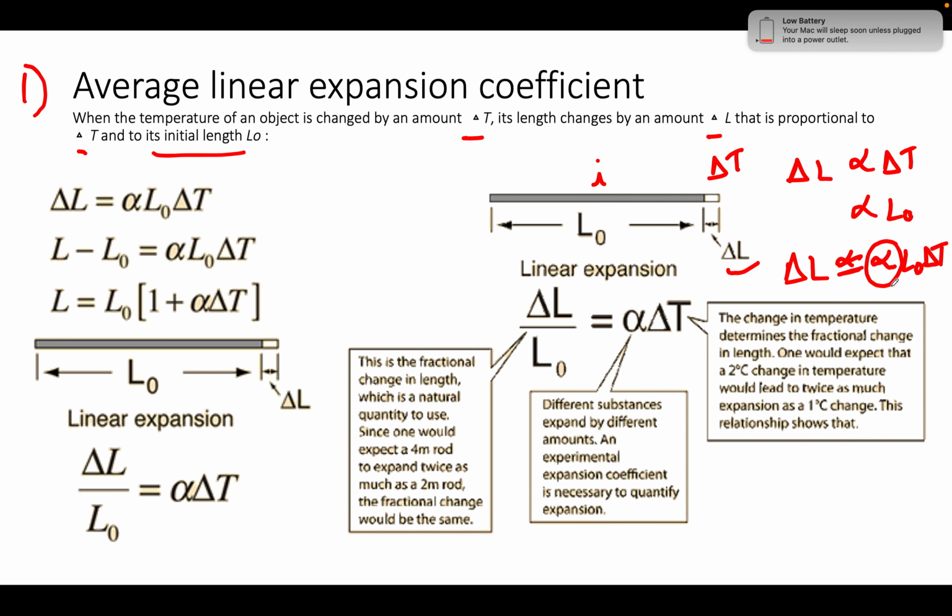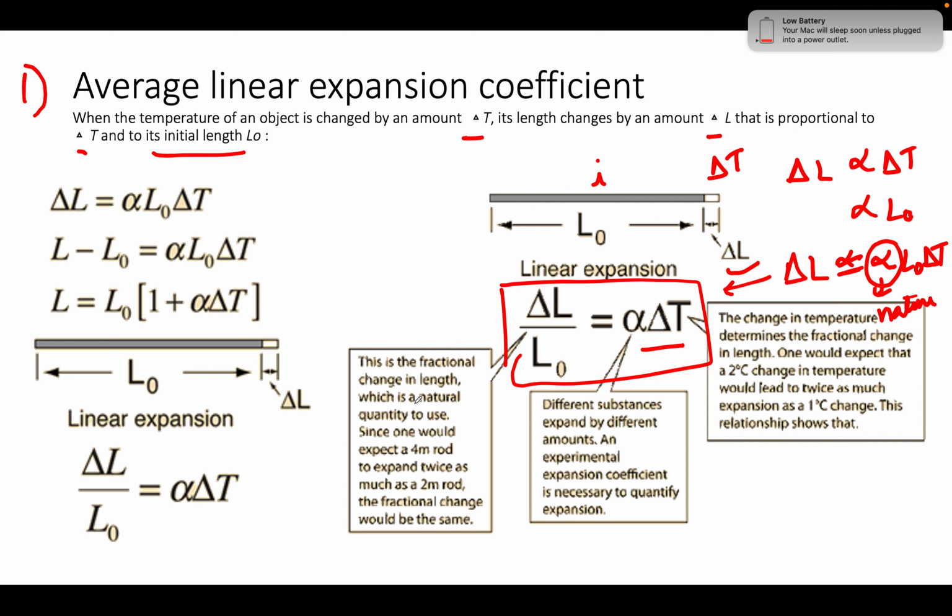expansion coefficient, that is a constant term, which again varies with the nature of the material. For example, for steel it will be different, for copper it will be different. On rearranging these terms, you get delta L by L naught is equal to alpha delta T. This is the expression which is normally used in the numericals also. The delta L by L naught, change in length upon original length, is equal to the linear expansion coefficient multiplied by the temperature difference.